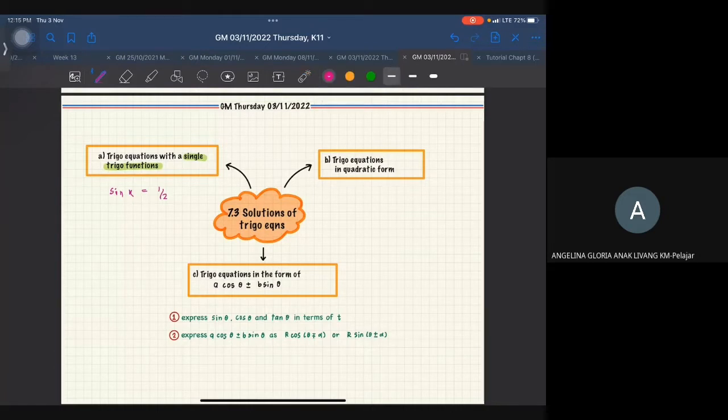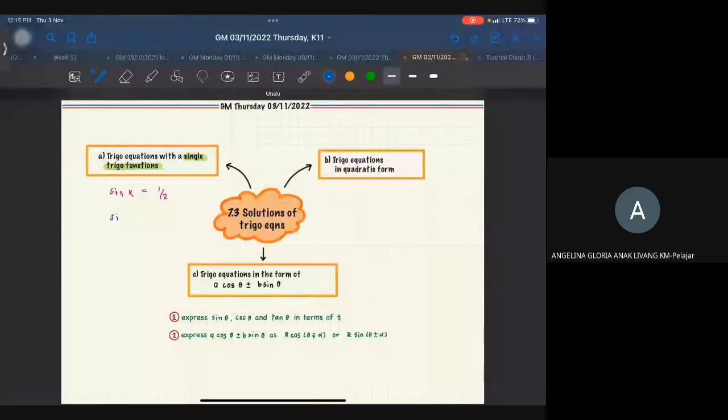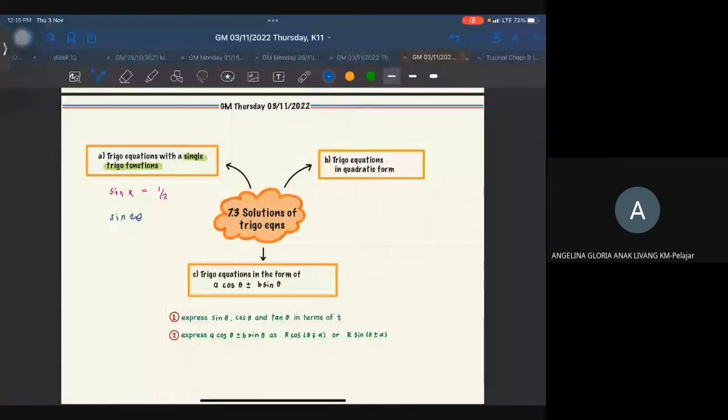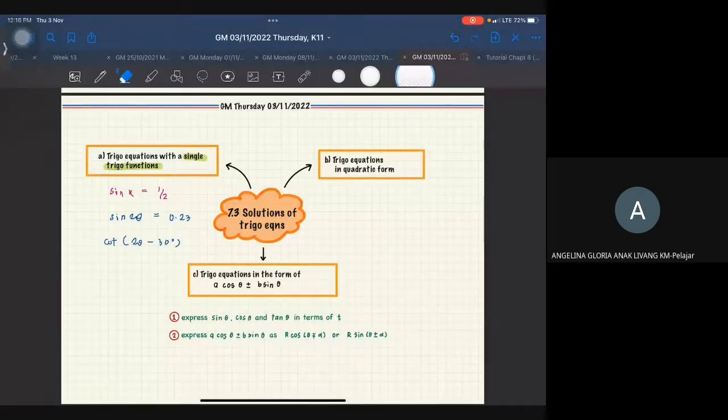Okay, so another example yang saya boleh bagi is contoh example lain, maybe saya bagi sin 2 theta sama dengan 4. Tak boleh 4 sekian lah. So let's say saya bagi 0.23 contoh. Okay, so sin 2 theta is equals to 0.23. Okay, and then another example lagi, maybe cot 2 theta minus 30 degrees, which is equals to 1/5.